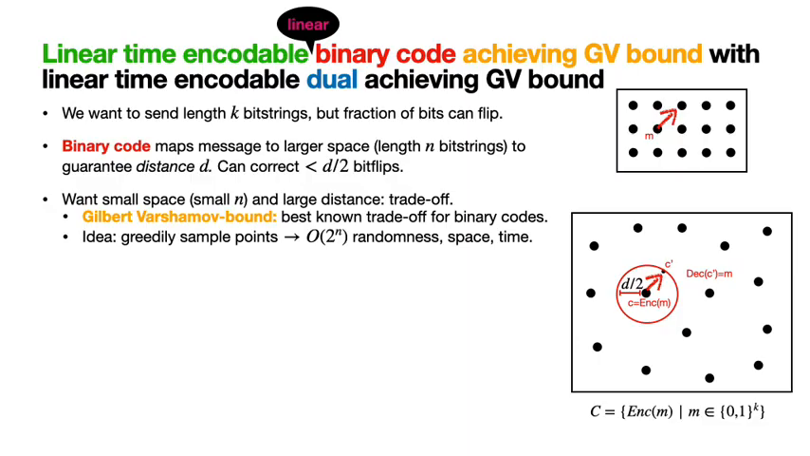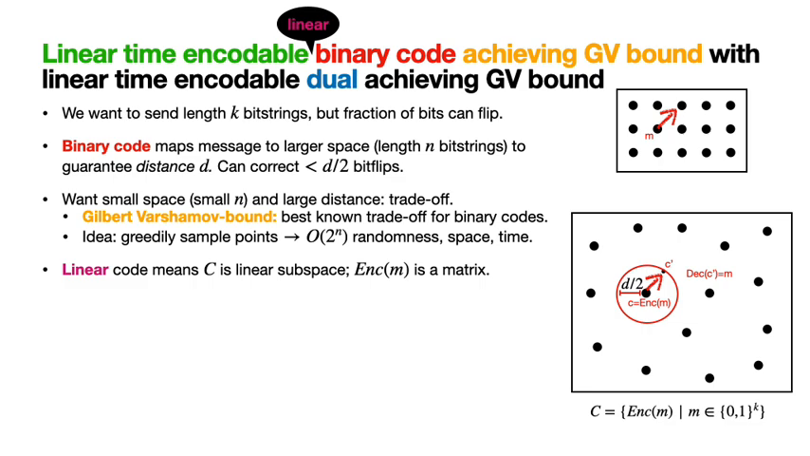Originally, this was conceived of by Gilbert simply by greedily sampling random points. This ends up giving you this best known distance size trade-off at the cost of exponential randomness, space, as well as time to sample this code, and also exponential time to encode or decode this code, making it quite impractical. This is where we get to our next term, which is linear.